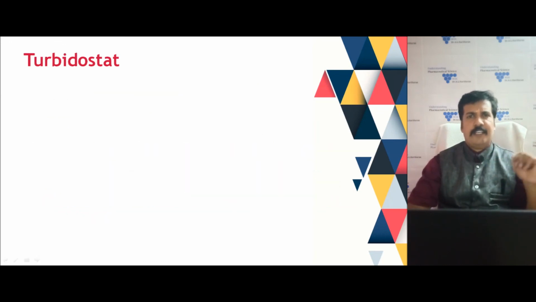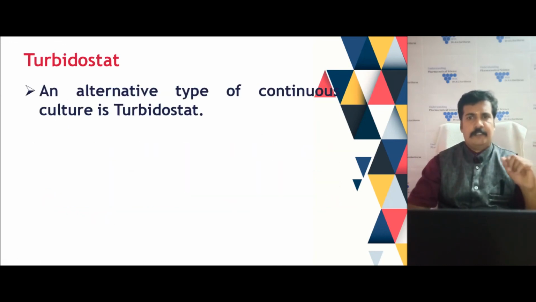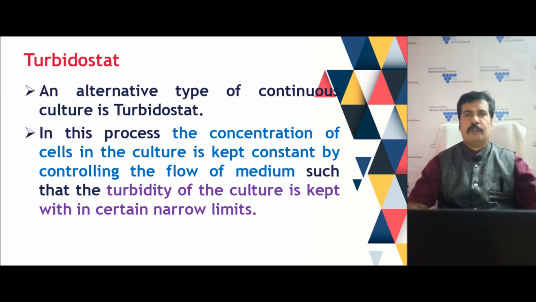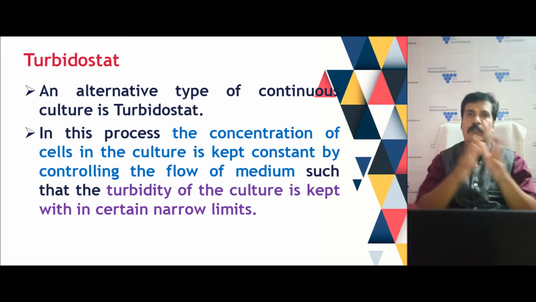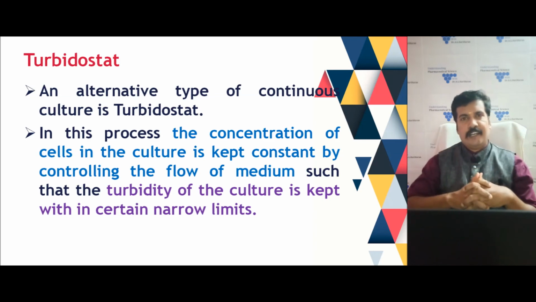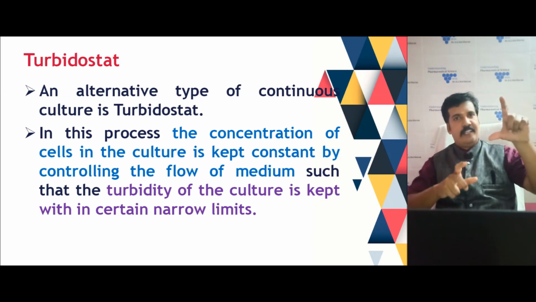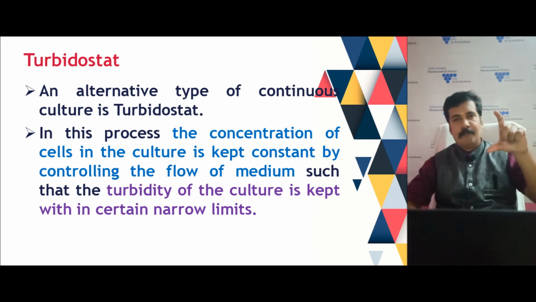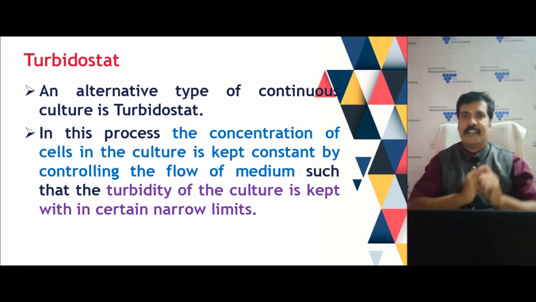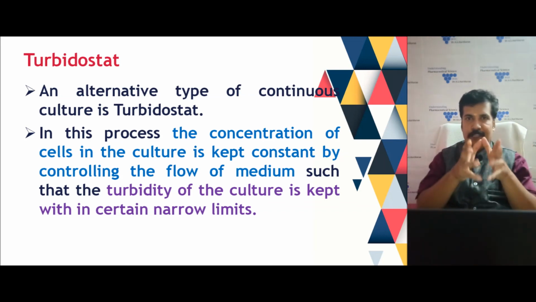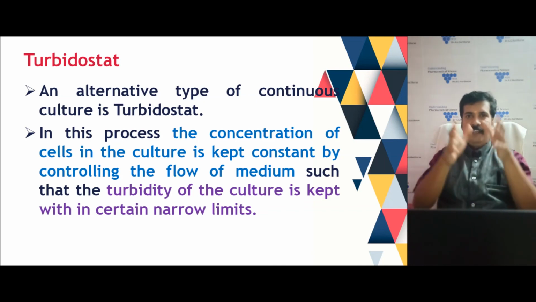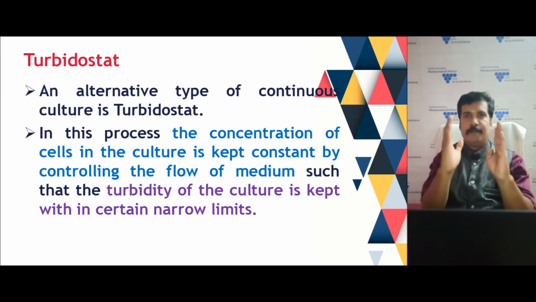The second way we call a turbidostat. It is another way we can maintain a continuous culture process. The term turbidostat means turbidity static. A fresh medium will be clear in nature. If I add a microorganism, when it grows, it produces turbidity. So with the help of this turbidostat, in the continuous culture vessel, the turbidity will be maintained between a limit.